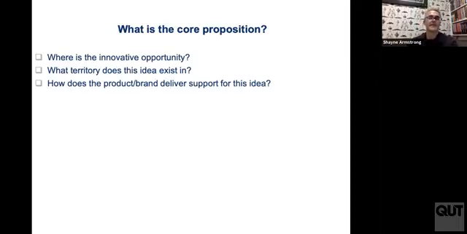Where is the innovative opportunity? What territory does this idea exist in? Does it exist in their current lifestyle? Is it in their idealized lifestyle? And how do the brand and product deliver support for this idea? Why do we believe it? And that's why we put a support statement into our creative strategy statement.